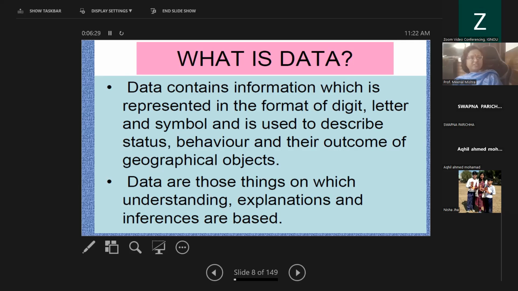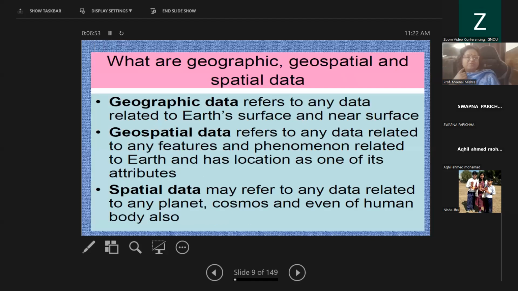Information comes in the form of raw data, basically, represented by some digits, letters, or symbols. But when you derive some knowledge, an explanation or an inference from it, then it becomes known as information. Good, thank you, Nisha.